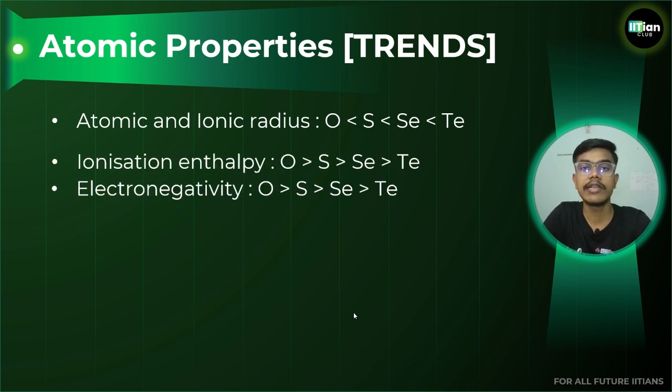Both the ionization enthalpy and electronegativity decrease down the group. And as the ionization enthalpy is decreasing down the group, the metallic character increases, because when the ionization enthalpy is low, it can easily lose an electron, hence showing higher metallic character.